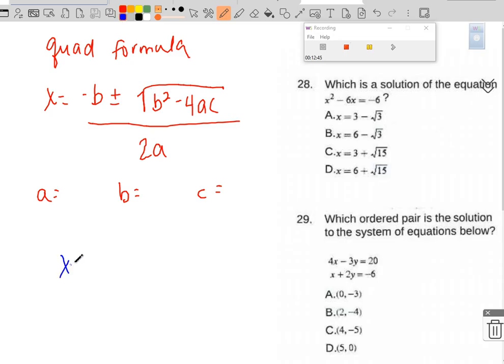So my equation, x squared minus 6x equals negative 6, is not in standard form, right? It's got to be in this form. That means I need to move what? What do I need to move to get it in that form?